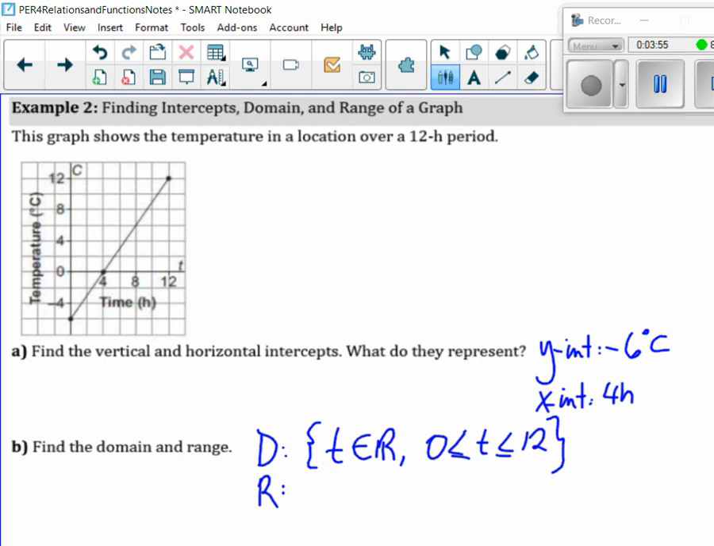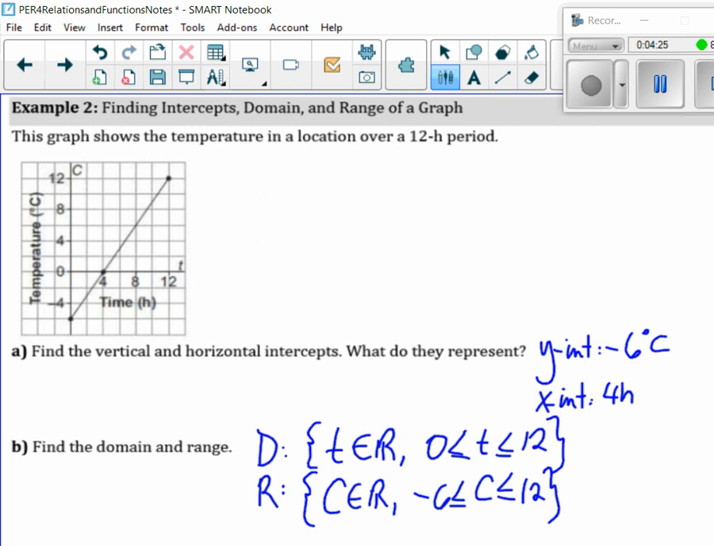Remember, for domain you scan left to right. For range, this is going to be C, an element of the reals. What is that between? Scan from bottom to top. Yes, negative 6 is less than or equal to C, which is less than or equal to 12. Everybody good with that?